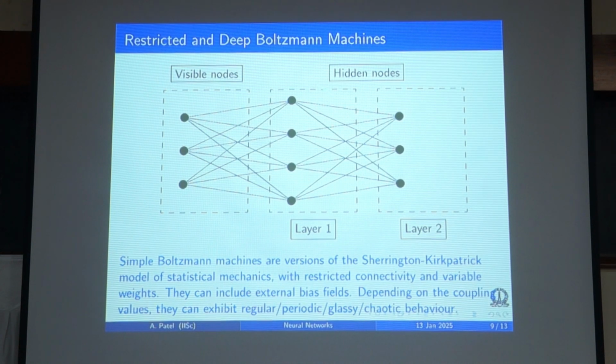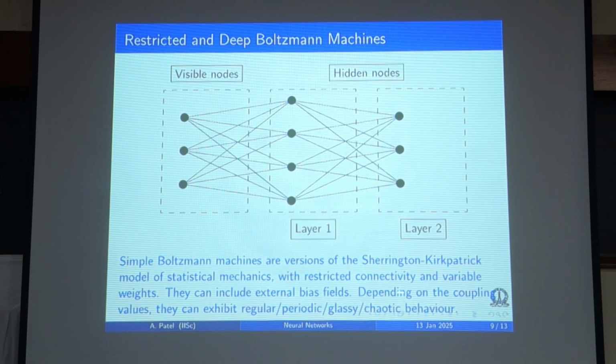Okay, so this is a visual picture which you will have familiarity with. The black dots are the spins representing neurons. The lines are all the connections. One part is visible, the whole other part is hidden, not visible, and the invisible part is broken up into certain layers. The connections are such that they are going from one layer to the next, but nothing within the layers. And these all are treated in the same statistical mechanics framework constructed by Sherrington and Kirkpatrick. The connectivity is restricted, but the weights, which are the connections here, are still variable. And you can put external bias fields also.